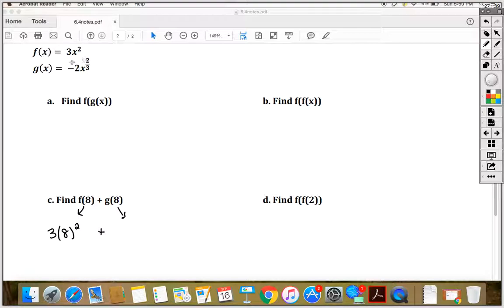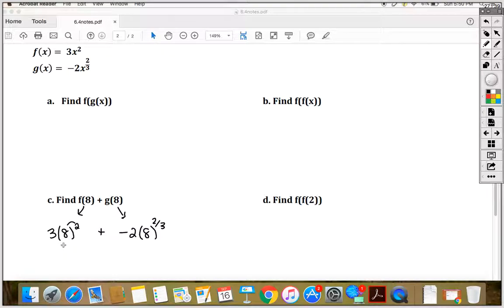g of 8. I'm going to take my g of x equation. Instead of x right here, I'm going to plug in 8. It's going to say negative 2 times 8 to the 2/3 power. So now I'm going to simplify this, and my two numbers that I get, I'm going to add together. So my answer in this one is going to be a single number rather than something like 27x to the 4th power. So remember, you do powers first.